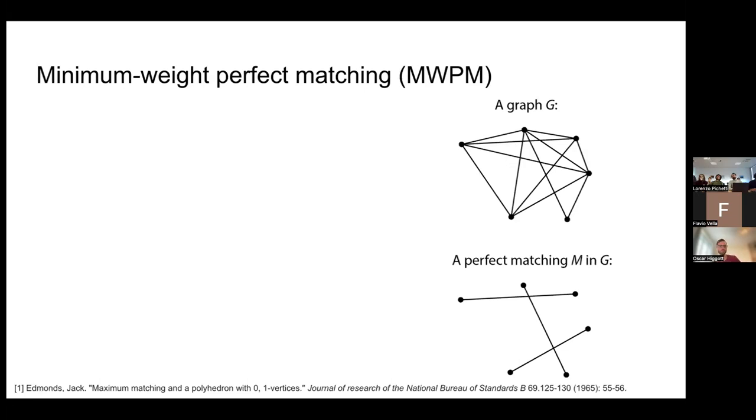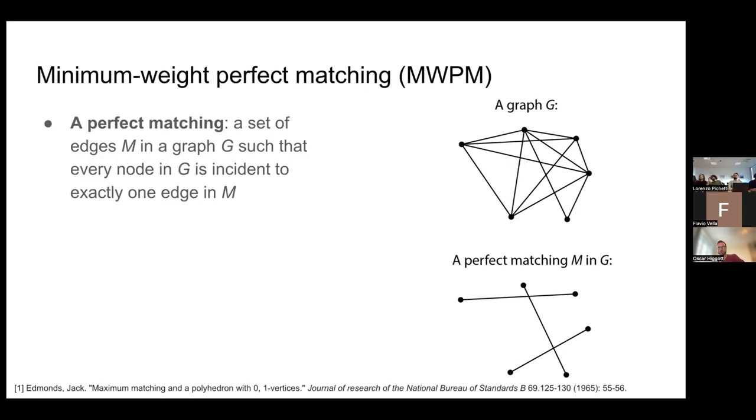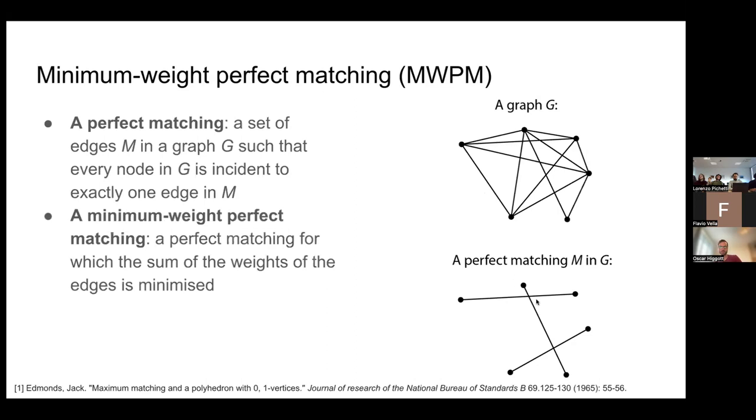Okay, so just to recall, what is a minimum weight perfect matching? A perfect matching is a set of edges M in some graph G such that every node is incident to exactly one edge in M. And a minimum weight perfect matching is a perfect matching for which the sum of the weights of the edges is minimized. So that's a minimum weight perfect matching, which is used in the reduction. And this minimum weight perfect matching can be solved by Edmonds' Blossom algorithm, which I'll talk more about soon.